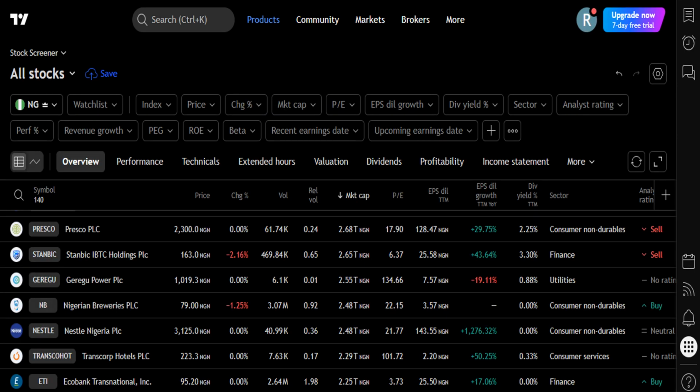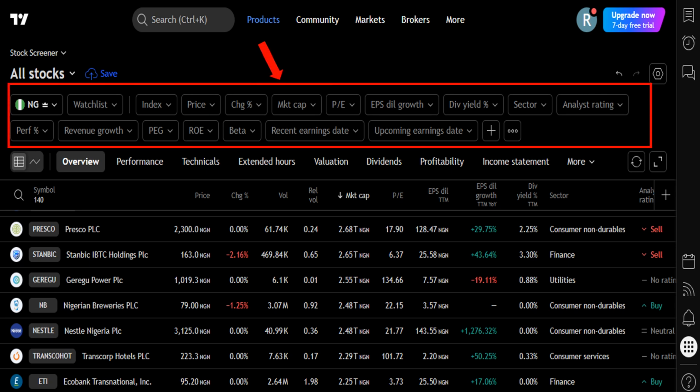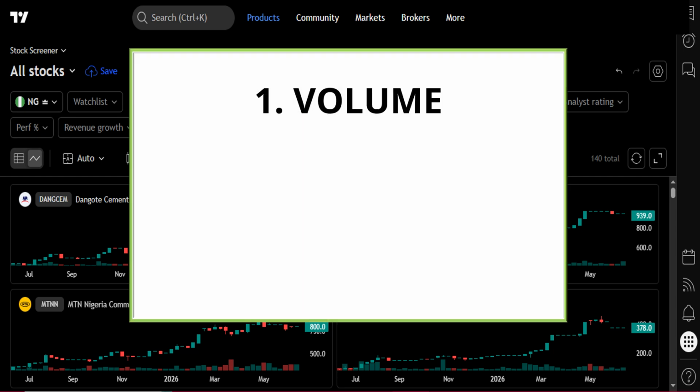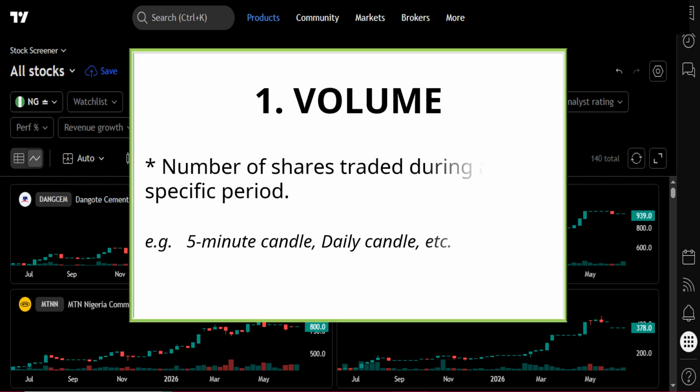At the top of the screener, you'll find your filters. These filters help narrow down hundreds of stocks into a manageable watch list. So let's start with the most important filter. Filter number 1, volume. Volume shows how many shares are traded during a session. This is the heartbeat of a stock.